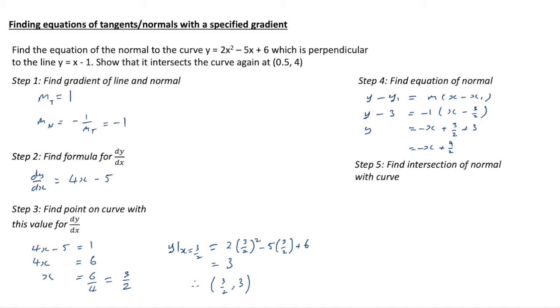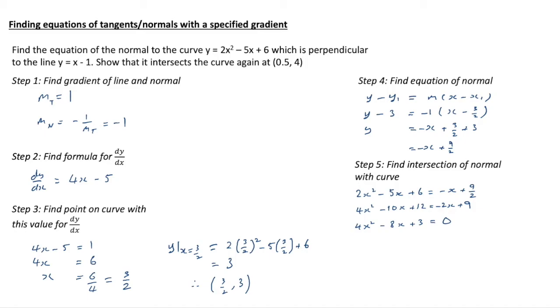Then we need to find the intersection of the normal with the curve, because we're trying to show that it intersects the curve again at 0.5, 4. So we put the equation of the curve, 2x squared minus 5x plus 6, equal to our equation of the normal, which is minus x plus 9 over 2. Times through by 2 because fractions are a pain, so that gives us 4x squared minus 10x plus 12 equals minus 2x plus 9. Then add 2x and subtract 9 from both sides, gives us 4x squared minus 8x plus 3.